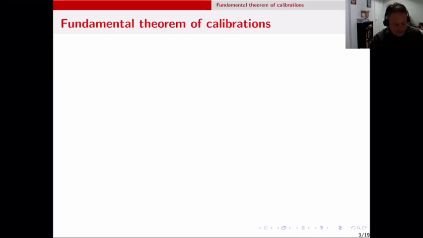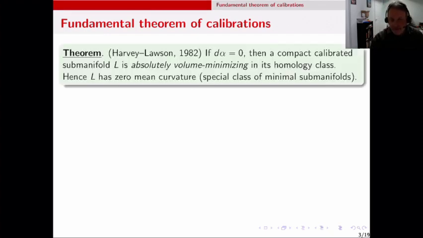Here's the fundamental theorem of calibrations if you've never seen it. This is due to Harvey and Lawson back in their pioneering paper in 1982 in Acta Mathematica. Here we're going to assume the calibration form is closed. If d alpha is 0, then whenever we have a compact calibrated submanifold L, it's absolutely volume minimizing in its homology class. That means if we took any other oriented submanifold representing the same homology class as L does, then its volume will be at least as large as the volume of L.